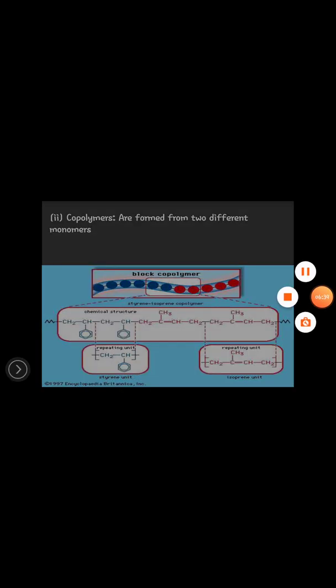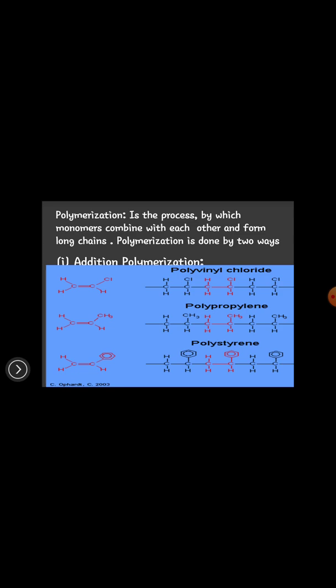Here's an example. This is a styrene unit, and this is an isoprene unit. These are two different monomers. When they link together, they form a long chain of styrene isoprene copolymer. So this is how the different monomers are combined together with each other to form the long chains, and this is called the copolymers. Dear students, now after having this better understanding of the types of polymers, we are moving towards the next slide, and this will tell us about the process of polymerization.